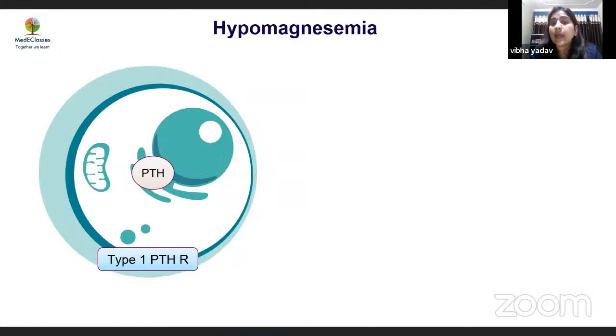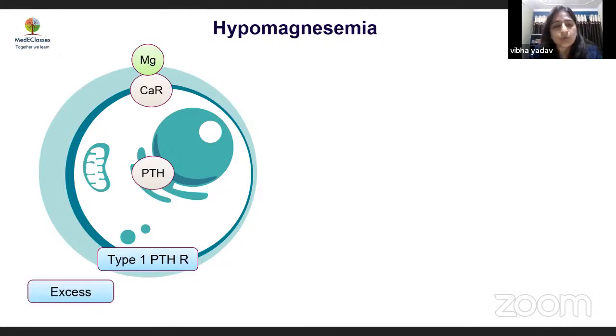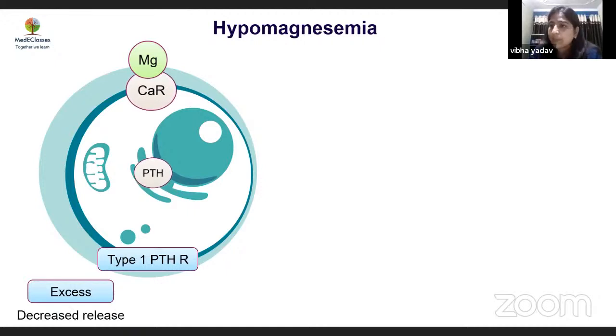Now moving towards hypomagnesemia, it is a very important and common cause of hypocalcemia because magnesium is very essential for PTH release and its action. As calcium acts on the calcium sensing receptor, magnesium also acts on the same receptor. So when there are high levels of magnesium in the blood, it will act on the calcium sensing receptor and decrease the PTH release, and it will cause hypocalcemia.